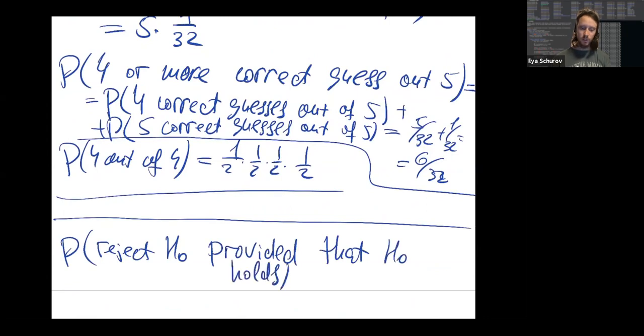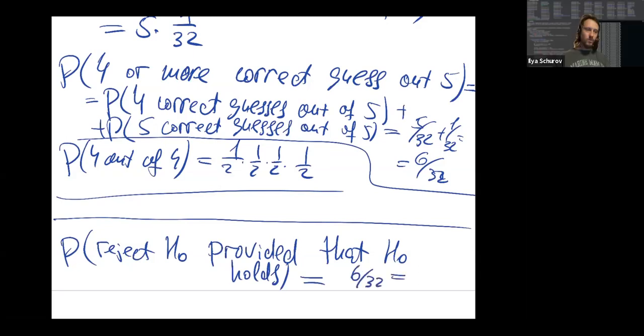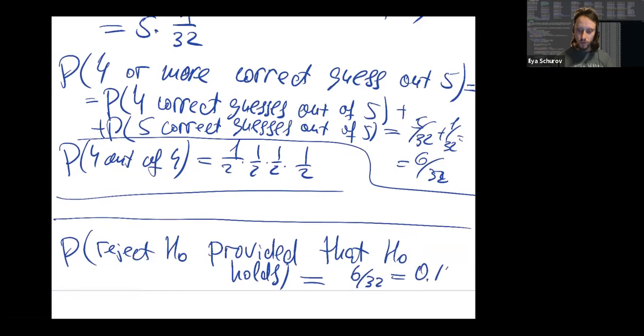What is the probability to reject H naught provided that H naught holds in this case? Well, 6 divided by 32. Or, we can use a calculator to find it. It is about 0.2, something like this.